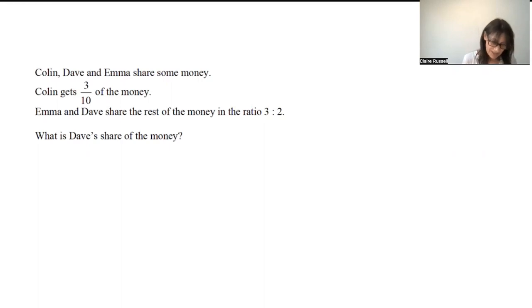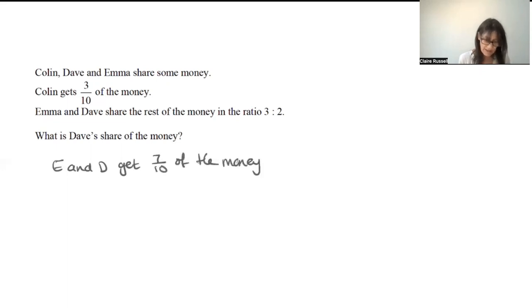Okay. So Colin, Dave and Emma share some money. Colin gets 3/10. Emma and Dave share the rest. And this is the first kind of hurdle that we've got to get our heads around, is the fact that we don't know how much money. Now, we could start modeling this by pretending a certain value existing, and that's fine, that works. But actually just try and think through what they're telling us. If Colin gets 3/10 of the money, then Emma and Dave get what's left. They get 7/10 of the money.